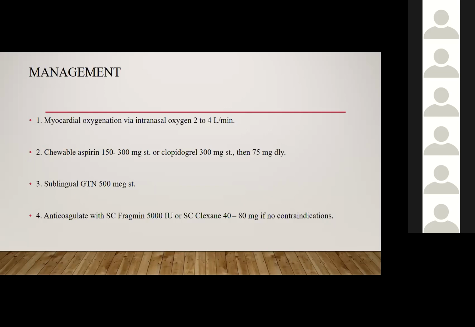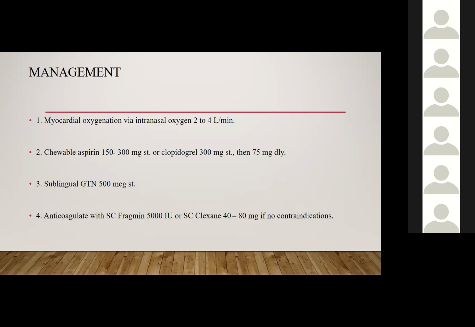Okay. Then you need to anticoagulate your patient. You need to give your patient some form of anticoagulation, so prophylactic anticoagulation. So, looking at doing subcut Fragmin of 5,000 international units or subcut Clexane of 40 to 80 mg. Of course, Clexane is a brand name. Fragmin is also a brand name. So you should know what they stand for. Fragmin is dalteparin, Clexane is enoxaparin, and these are low molecular weight heparins.